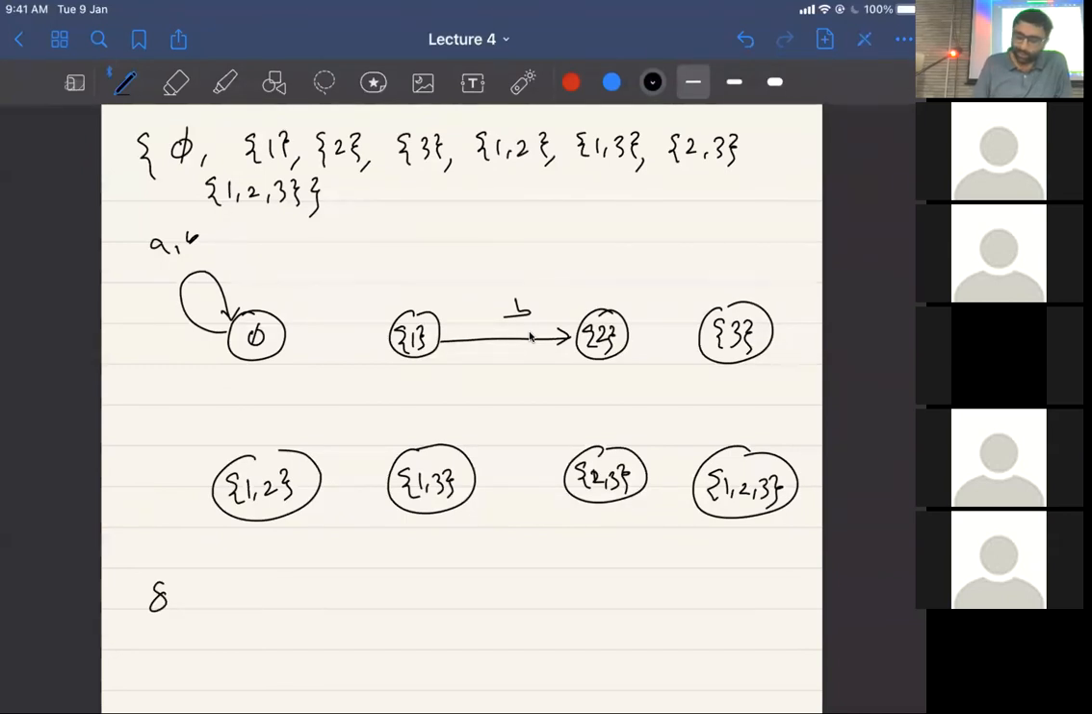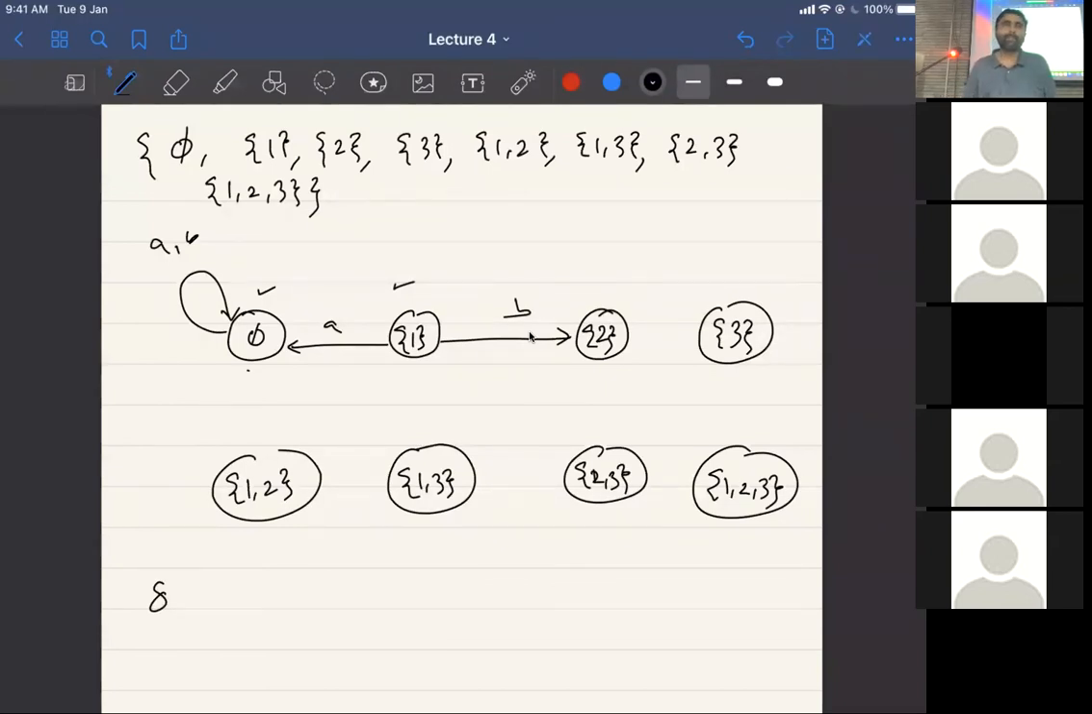And when the machine is in one, it reads A, it goes nowhere. It goes to empty because it's a kind of error thing. Okay, so we are done with null, the empty set. We are done with one. Since it is a DFA, every state must have two outgoing edges, right? Because the alphabet contains two symbols.